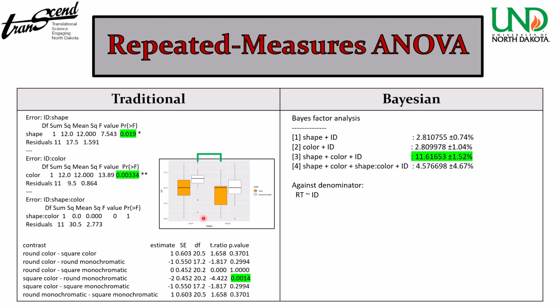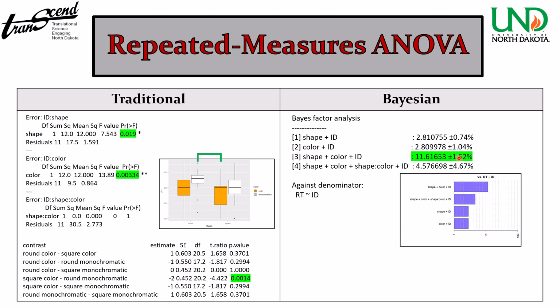Now with Bayes factor analysis, again, we can have the different models. It looks like the stronger support, there's strong evidence for the alternative model with shape, color, and ID, but not the interaction term, which we saw in the traditional analysis. And this was comparing against nothing but the ID, the random effects. You can also plot things like this in Bayes factor, and look at the difference between models here. I find that these tables do the same sort of thing and are a little bit less flashy. It's your choice.